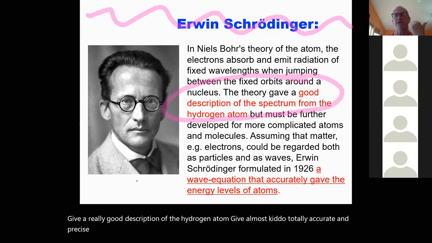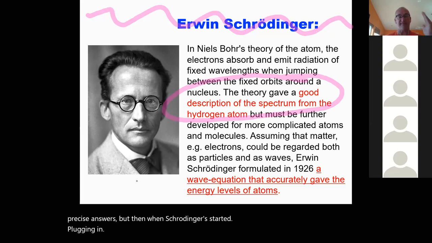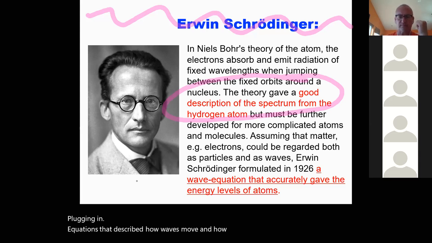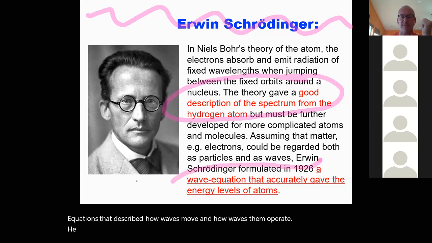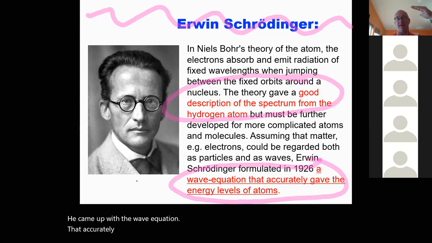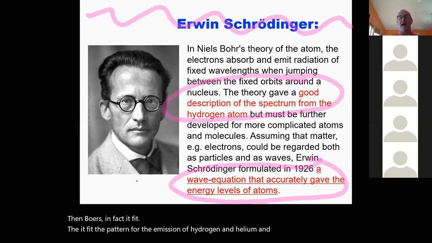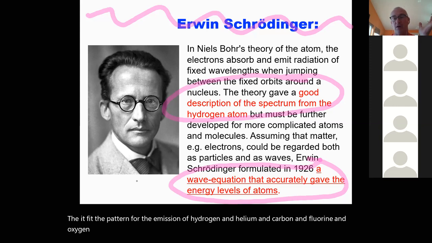But then when Schrödinger started plugging in equations that described how waves move and how waves operate, he came up with a wave equation that accurately gave energy levels of atoms that worked much better than Bohr's. In fact, it fit the pattern for the emission of hydrogen and helium and carbon and fluorine and oxygen. It fit all of them.